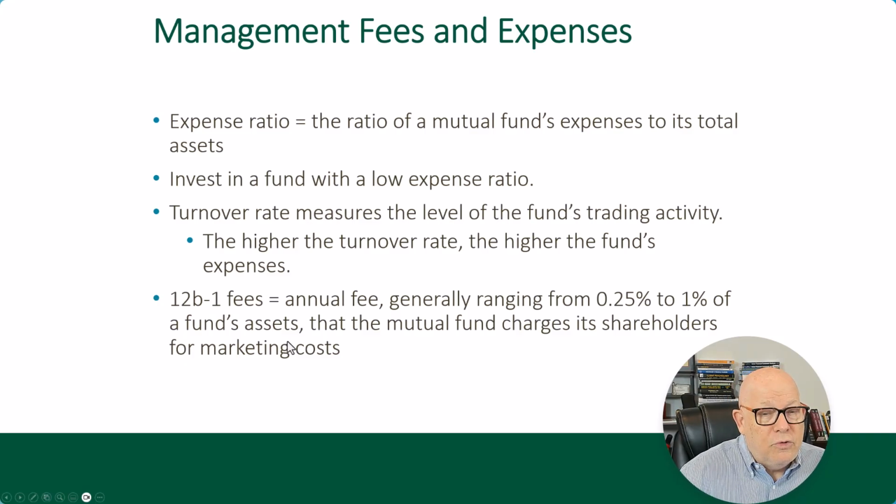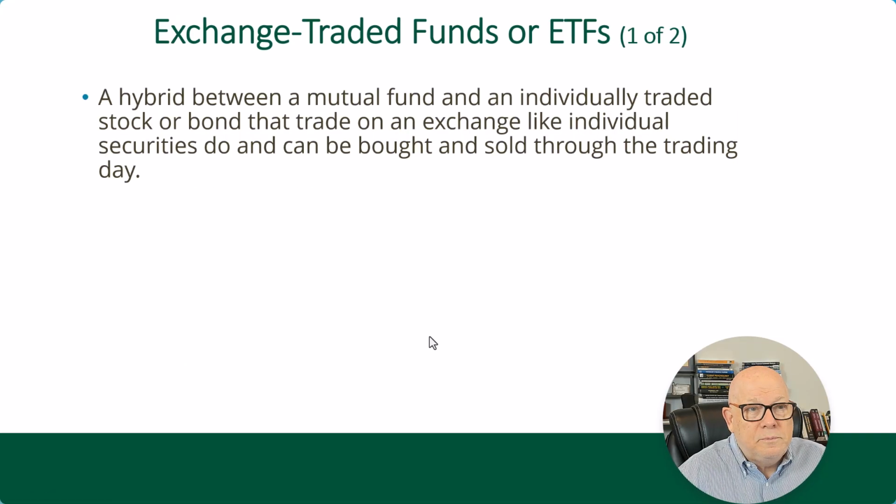I mentioned there's also sometimes a 12b-1 fee. I avoid funds that have 12b-1 fees. I'm not going to pay for their marketing cost. If they have some marketing cost, just include that, in my opinion, in the regular expense ratio. This is a separate fee, so you would pay the overall expense ratio plus the 12b-1 fee. You want to try and avoid those if you can.